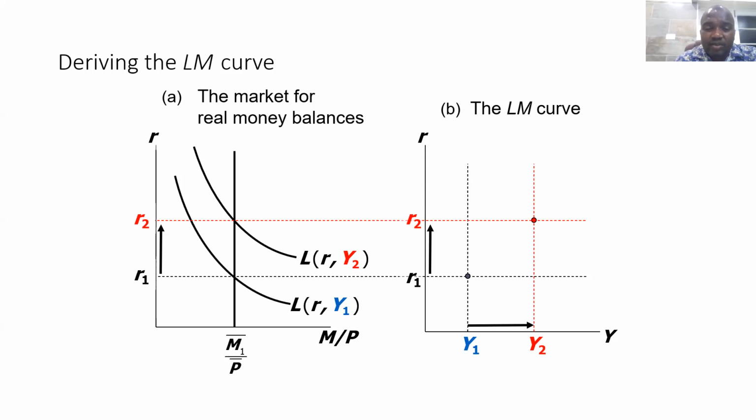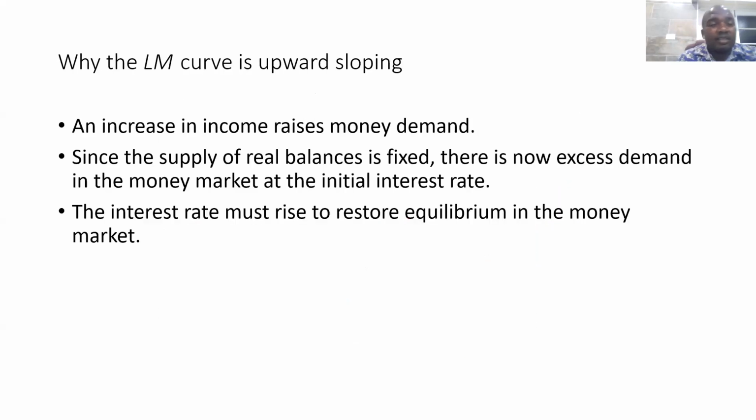So when we connect the 2 points, R1, Y1 and R2, Y2, what we get is an upward sloping schedule, which is called the LM function. Why is it upward sloping? It is upward sloping because an increase in income raises money demand in an economy. When national income increases, you expect money demand to increase, for people to demand more money for transactions so that they are able to fully account for all the output which has increased in the economy.